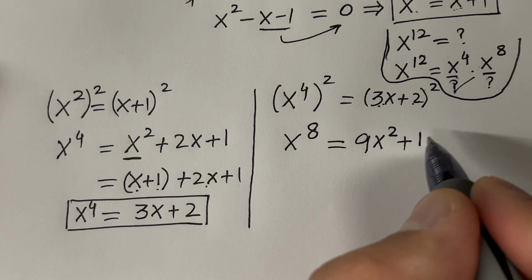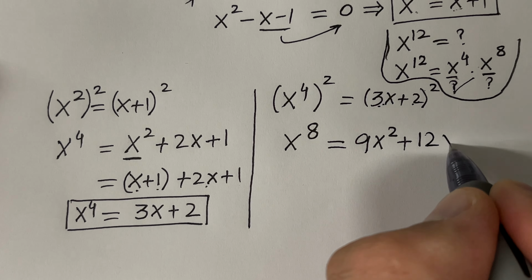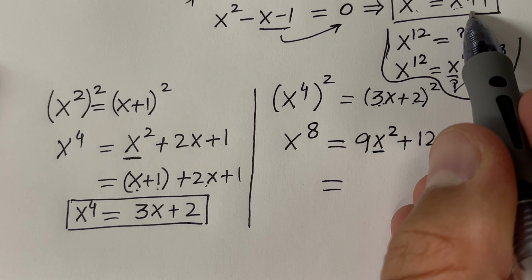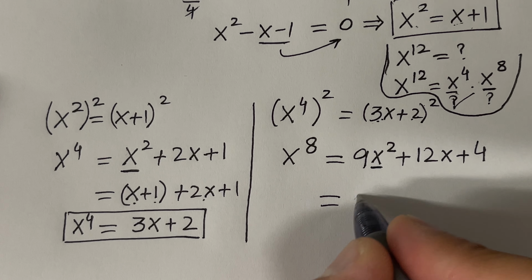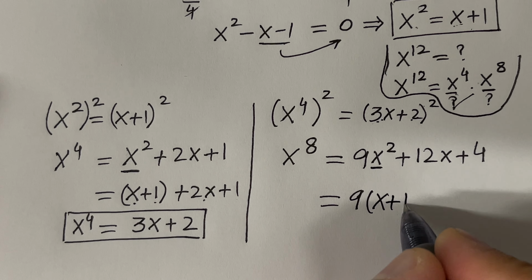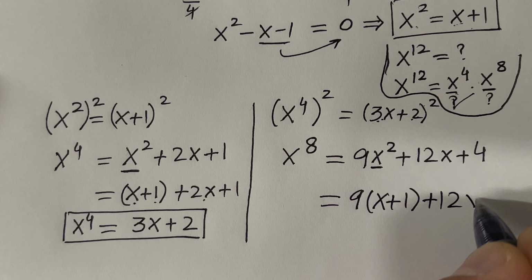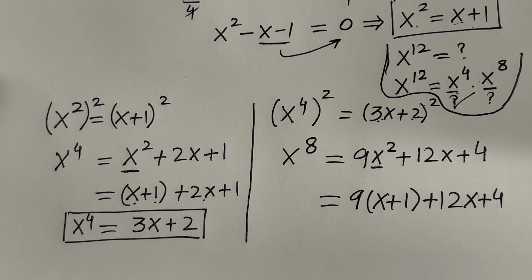So 2 times 3 is 6 times 2 is 12x, plus 2 squared is 4. And again we know that x square is x plus 1. That's why I said we will be using this guy a lot. So 9 times (x plus 1) plus 12x plus 4.